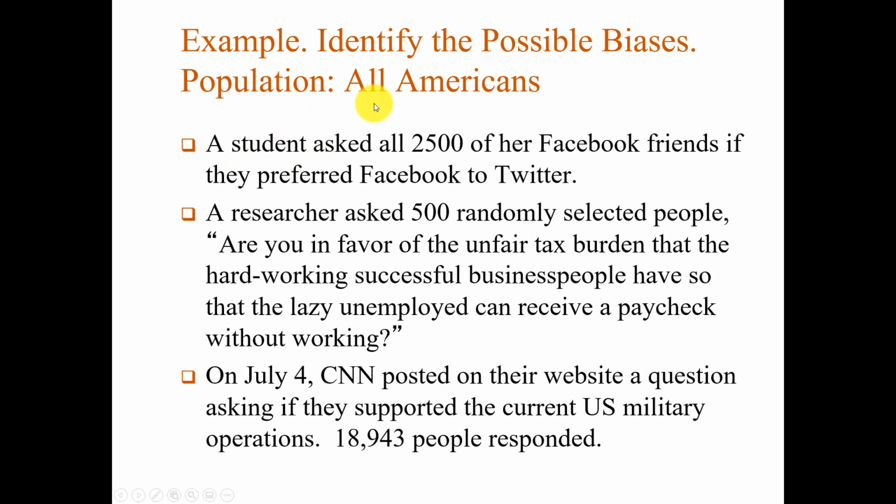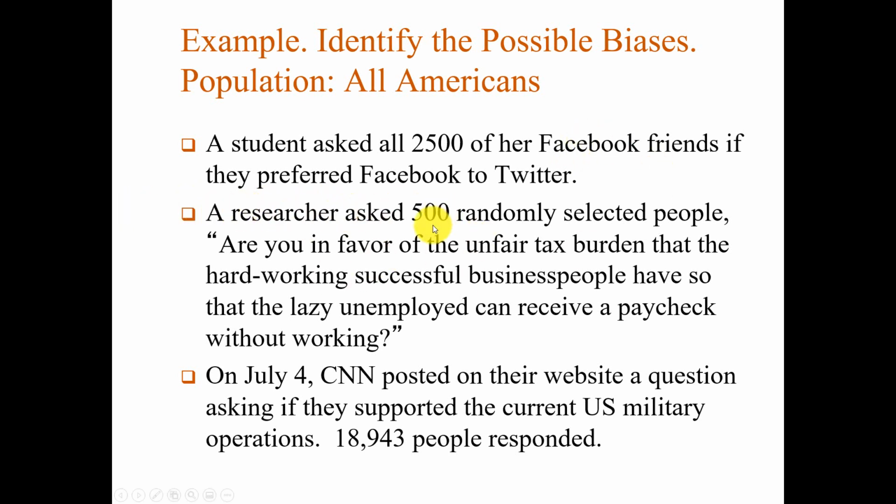Alright, so this first one would be an example of convenience sampling. If you're going to ask all your Facebook friends, they're more than likely going to use Facebook or Twitter. So that would be a possible bias. So voluntary.